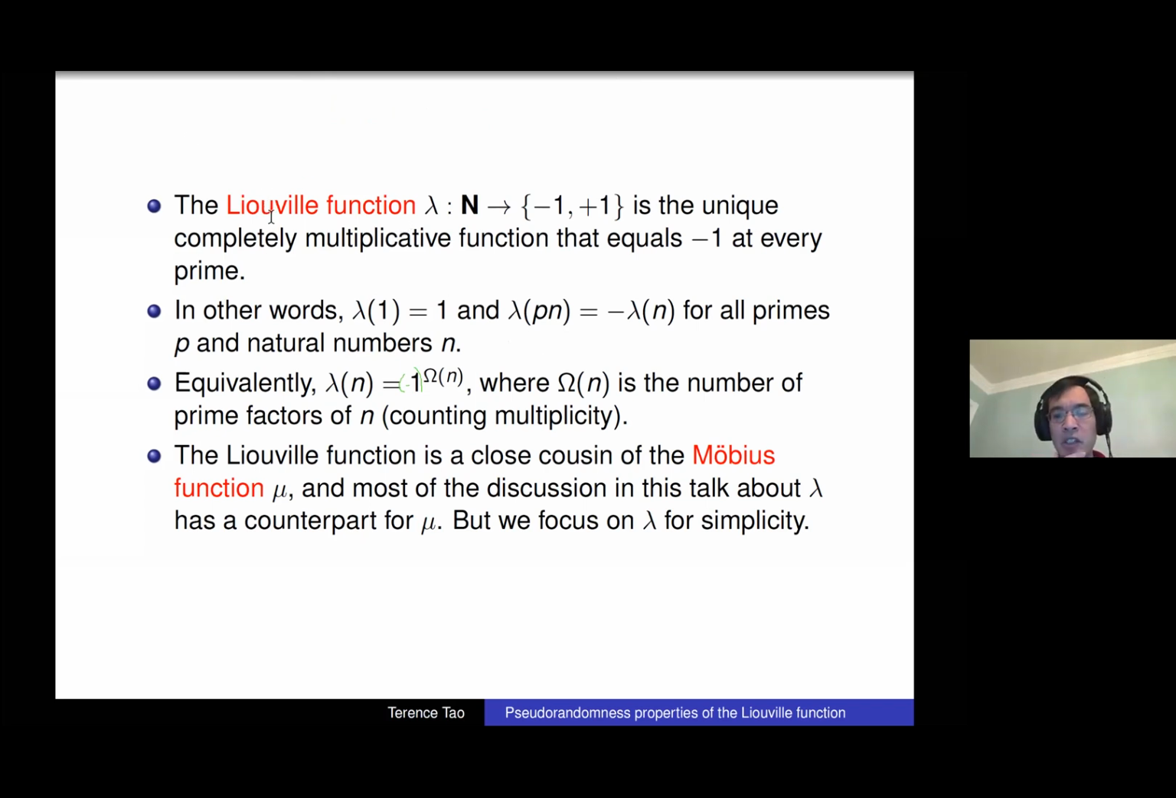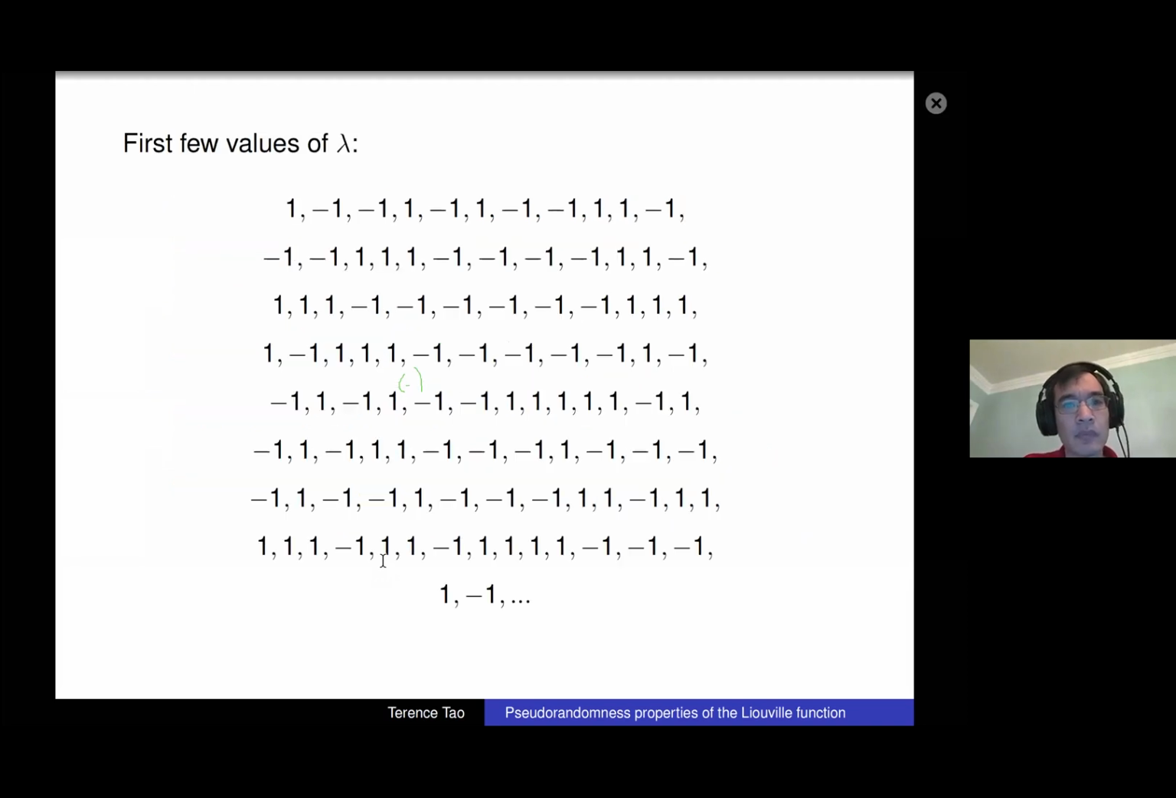It's very closely related to another important function in number theory called the Mobius function, mu, and they're very close cousins, so much so that pretty much any theorem you say about lambda has a counterpart for mu and vice versa. But just to fix ideas, I'll just talk about lambda. Okay, here are the first few values of the Liouville function.